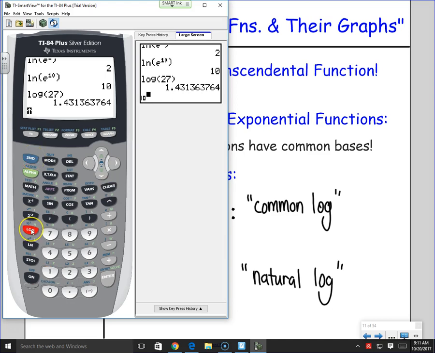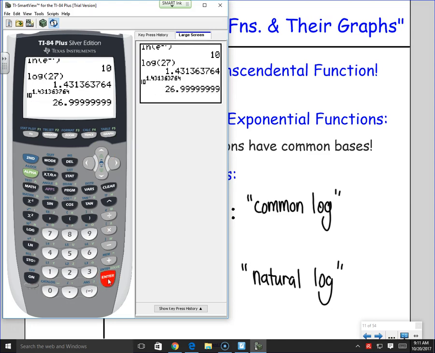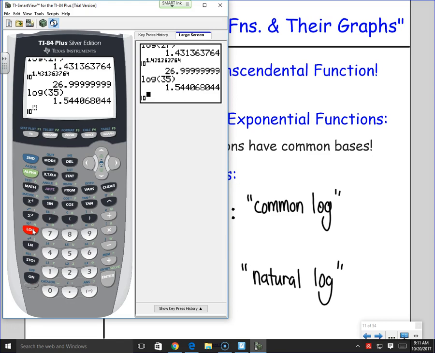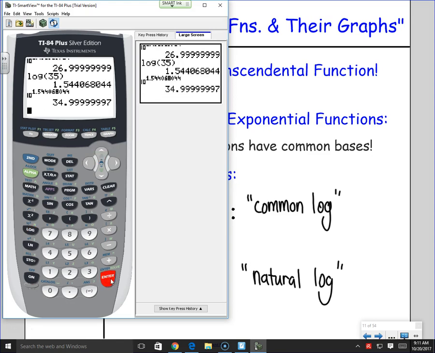Second log. What happens if I raise 10 to the power of this guy? What do you think? You should get 27-ish. Remember, the calculator had to round. So close. They would just keep on going forever. So whatever you put into a log represents a second log. The power that you would need to raise the base in order to get that inside number.